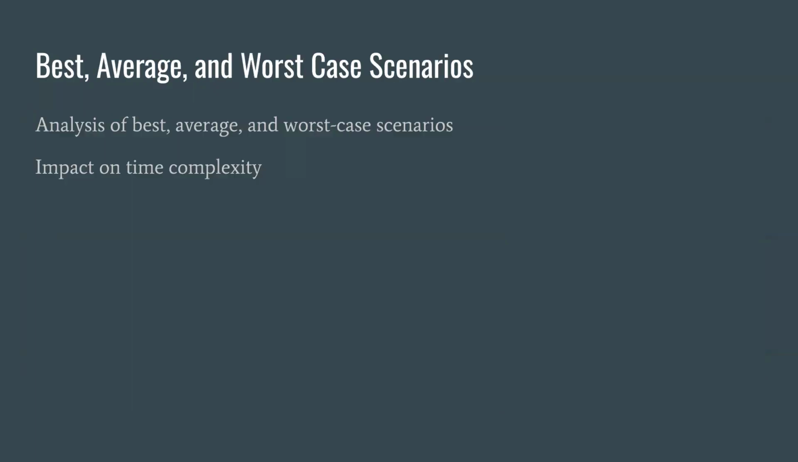So we talked about best, average, and worst case scenarios. To really understand the best case scenario, that's when the array is already sorted. This means with the optimization, bubble sort just needs to make one complete pass without swaps to verify orderliness. This means we will have the linear time complexity of O(n).